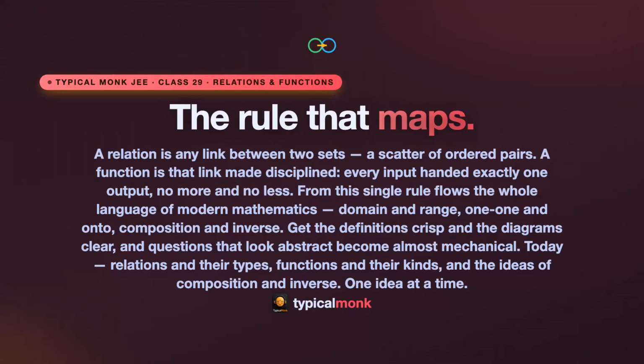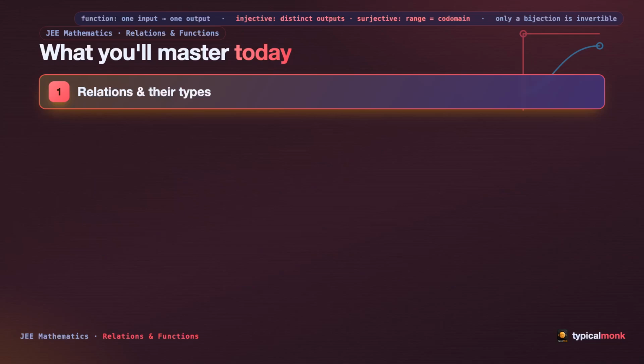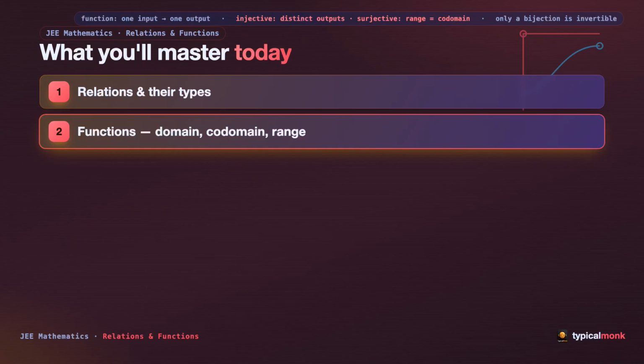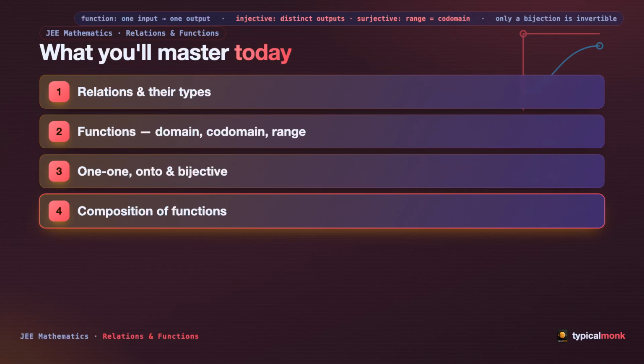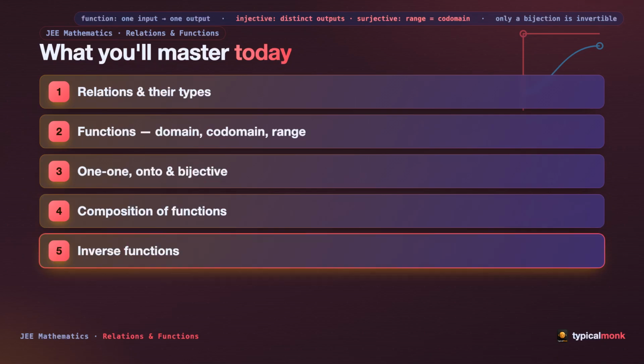Today, relations and their types, functions and their kinds, and the ideas of composition and inverse, one idea at a time. Here is what you will master today. First, relations and their types. Second, functions, domain, codomain, and range. Third, 1-1, onto, and bijective. Fourth, the composition of functions. And fifth, inverse functions, one idea at a time.